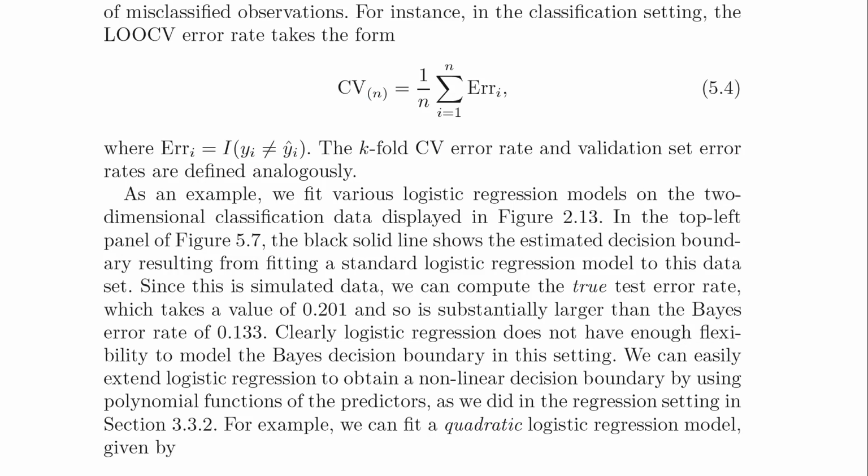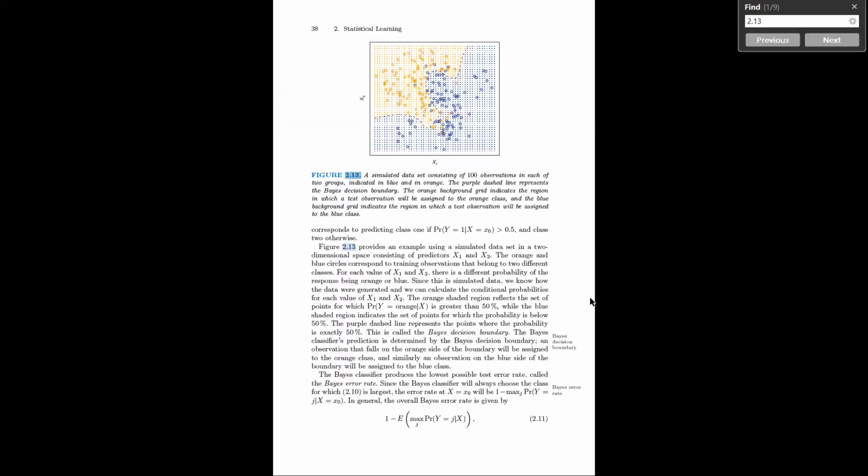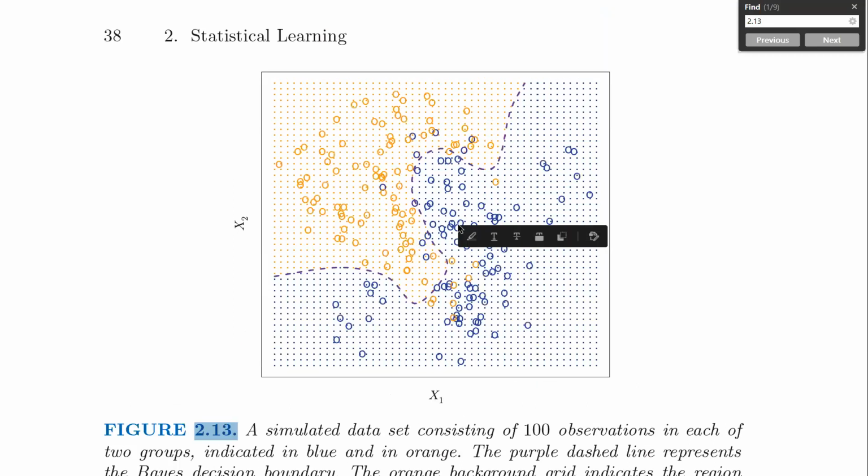As an example, we fit various logistic regression models on the 2-dimensional classification data displayed in figure 2.13. So that's this over here. Remember, it's 3-dimensional. Always look at it as 3-dimensional in this setting. X1 and X2 are your 2 predictor variables. The colors, which look like oranges and blues, are your 3rd dimension. Default does not default. Goes to court, does not go to court. Rains, does not rain.